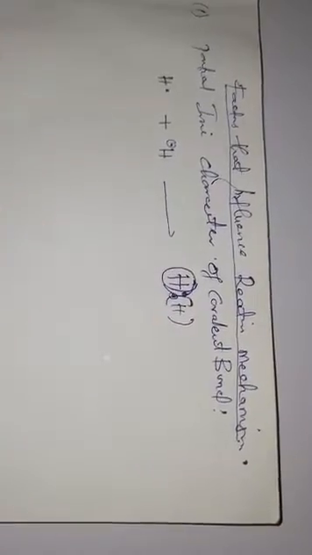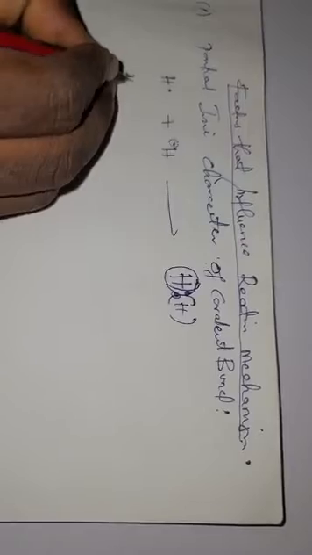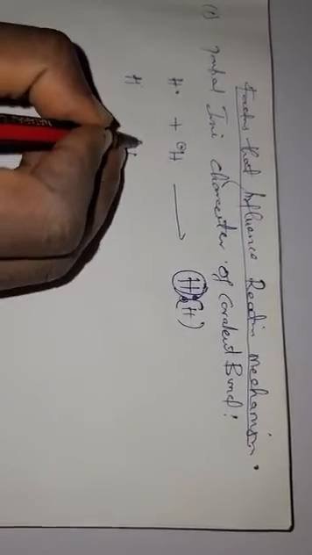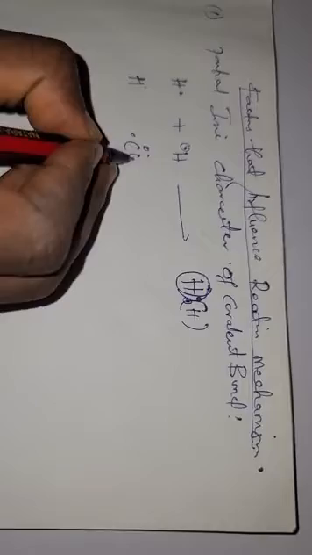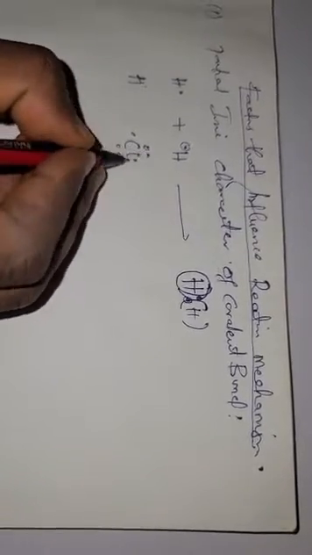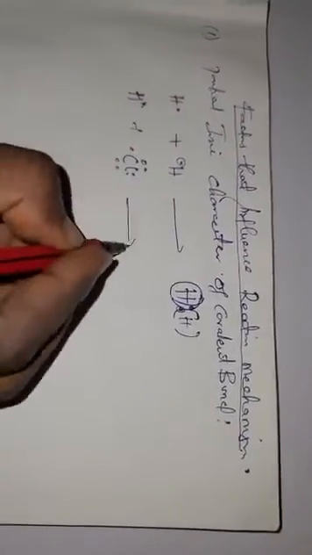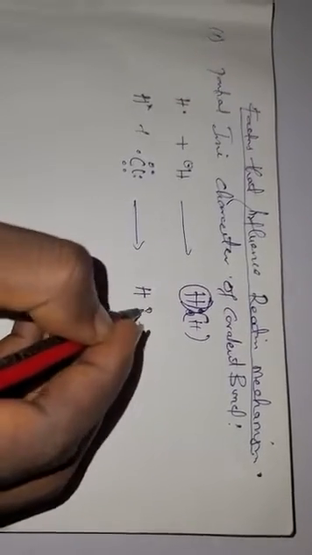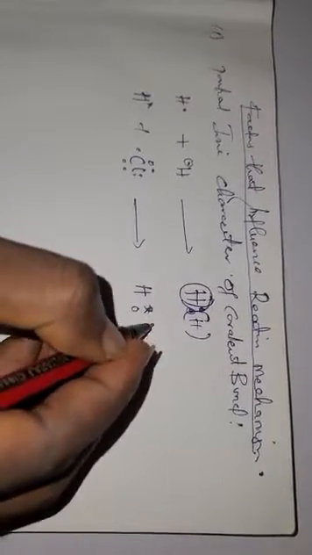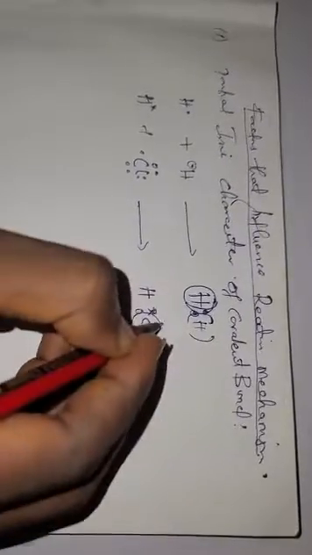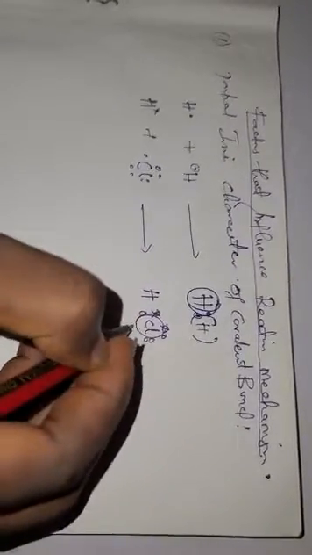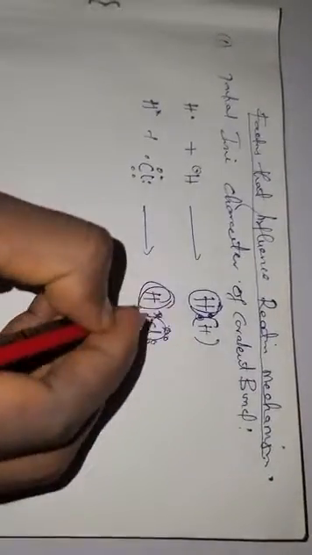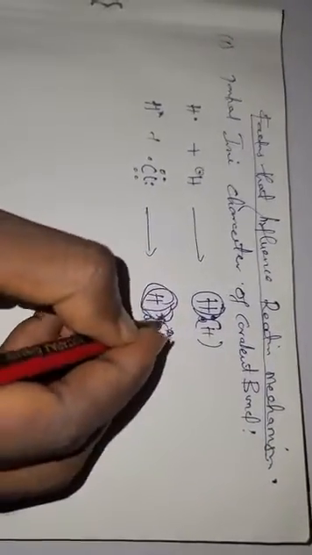So now let's say we have one hydrogen and we have chlorine. Chlorine has seven outermost electrons. Hydrogen donates its electron, and chlorine takes the remaining, to make eight. So both of them will share, so that they will form the bond.